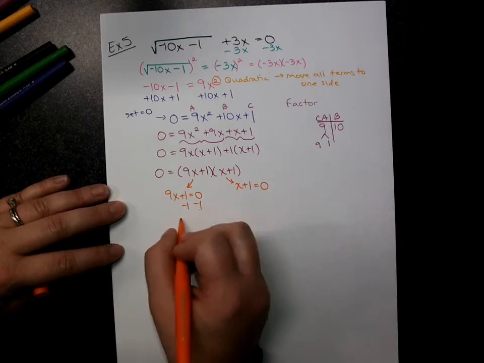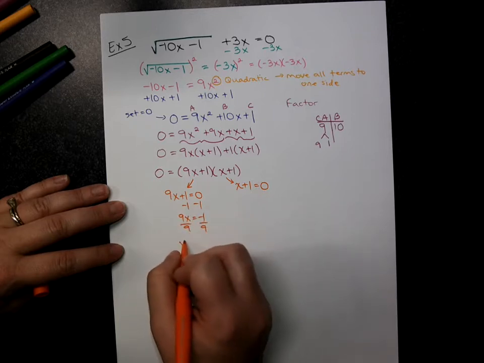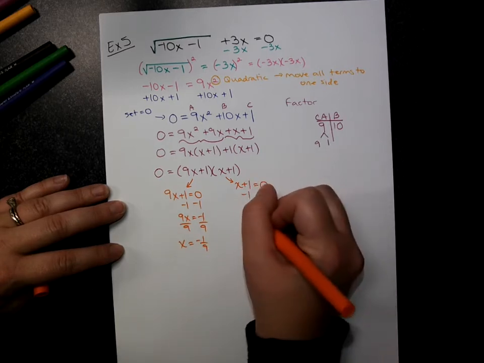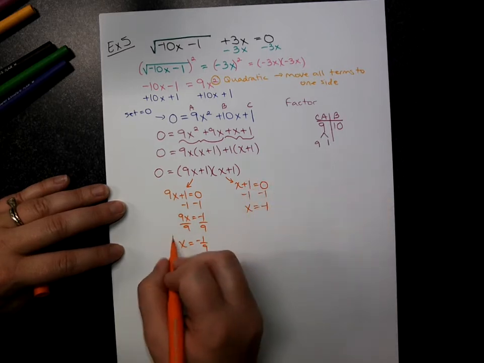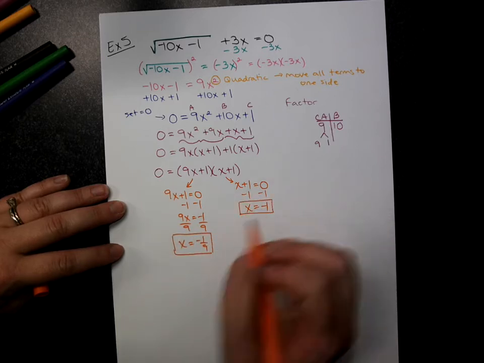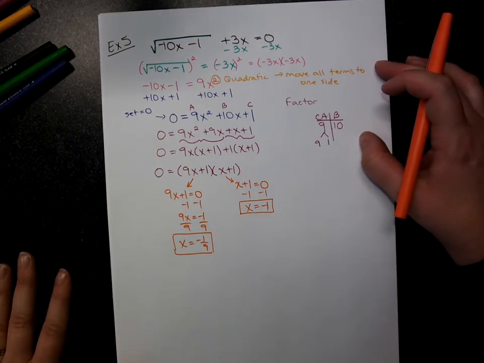So then I'm going to solve for x. These are now linear. Divide by 9. So x equals negative 1/9, and then subtract 1. X equals negative 1. So I have two potential answers here. X equals negative 1/9, or x equals negative 1.